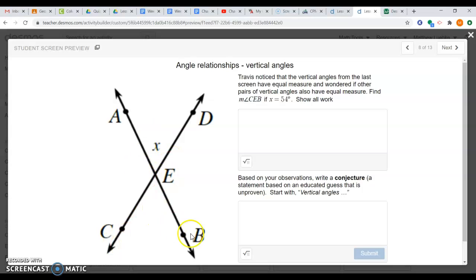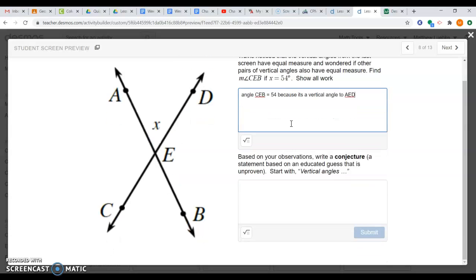Then we're just going to use that property one more time on this next slide. We need to find angle CEB if we know that AED, this X value, is 54. Then CEB has to equal 54, because it's a vertical angle to AED, or X, whatever you want to call it.